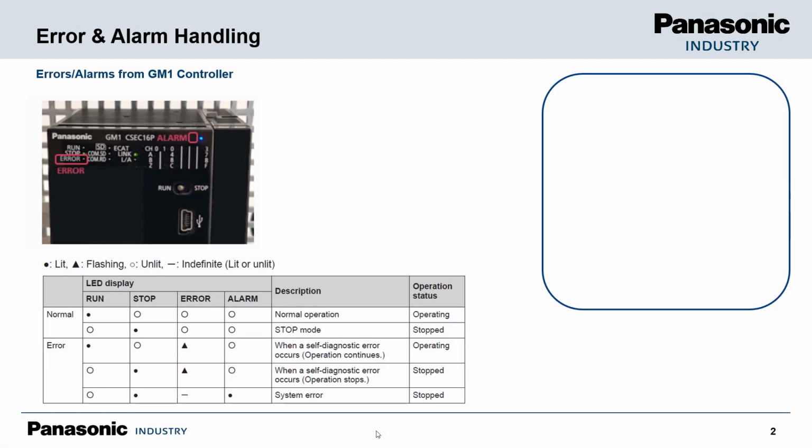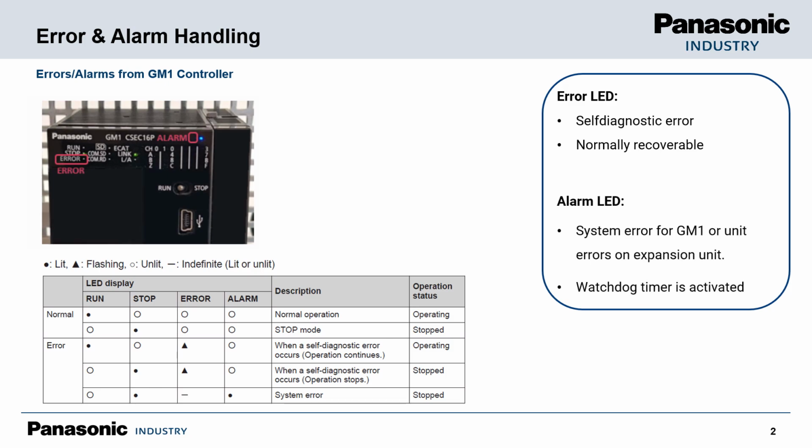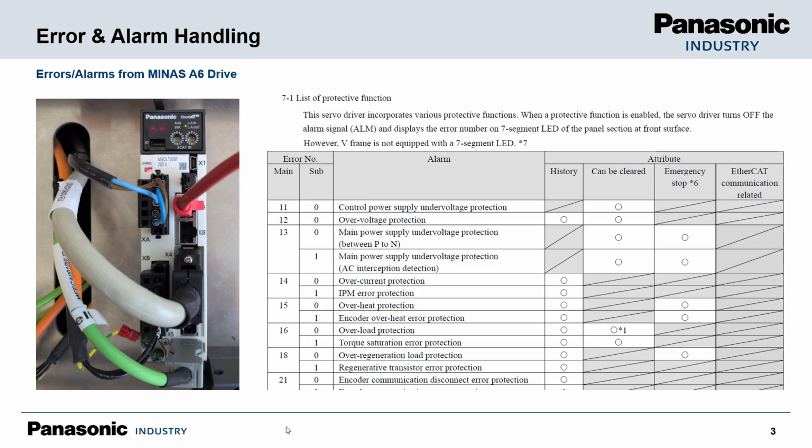When an error occurs, the first step is always to check the hardware, starting with the control cabinet. For example, the display on the GM1 motion controller gives you a quick overview. From there, you can already judge whether it's a recoverable error or a more serious alarm that requires immediate action. The same concept applies to the Minas A6 servo drive. If an error occurs, the drive shows a specific error code directly on its display.